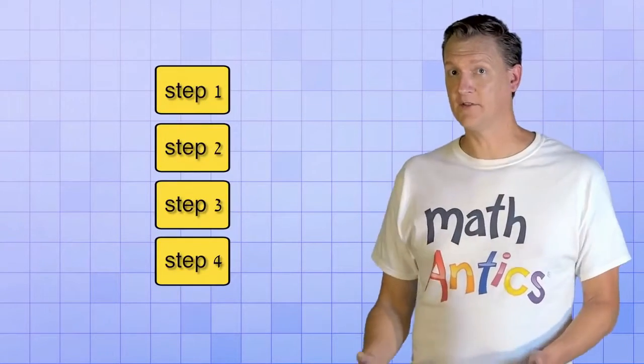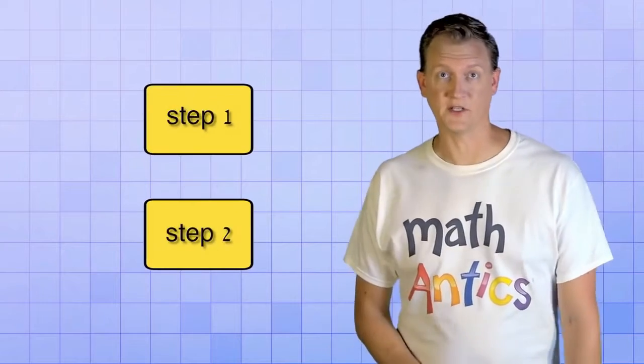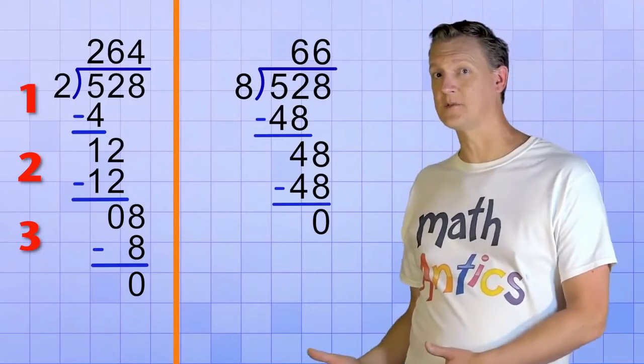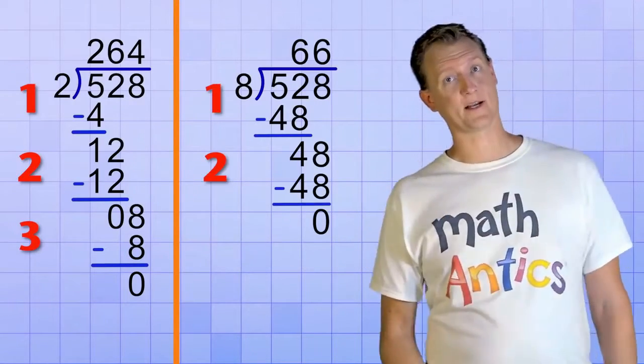And taking bigger chunks of the dividend usually results in fewer division steps. Notice that there were 3 steps in the first problem, but only 2 steps in the second problem. Fewer steps? I like the sound of that. That seems like a lot less work. Yes, fewer division steps does sound better, but it's really not.